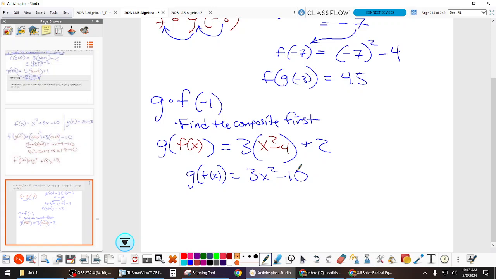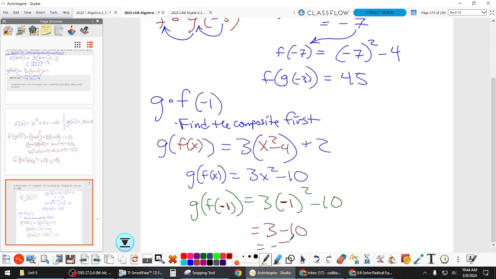Okay, then g of f of negative 1 means just plug negative 1 in for x. So negative 1 squared is what? Just 1 times 3. So g of f of negative 1 is negative 7.